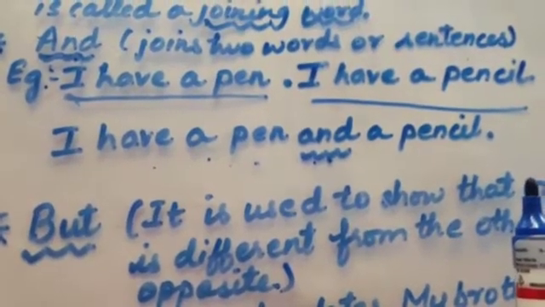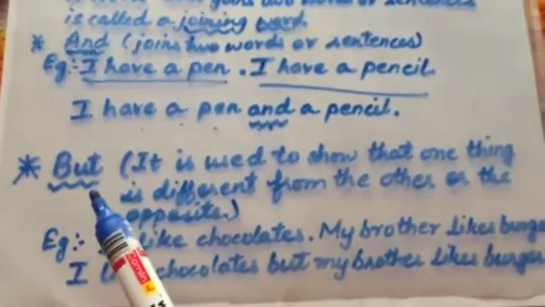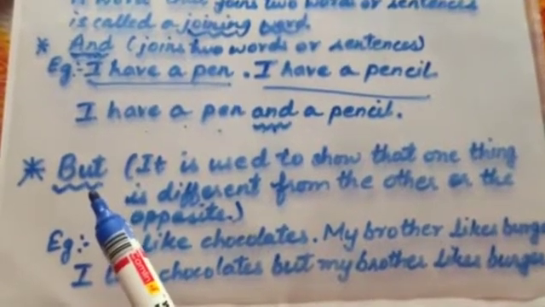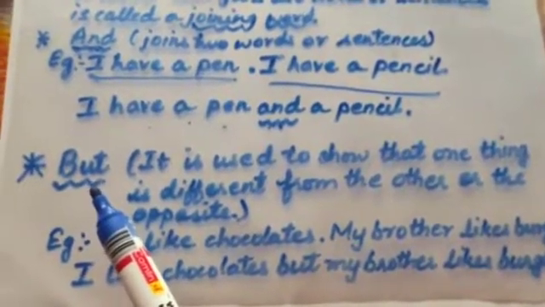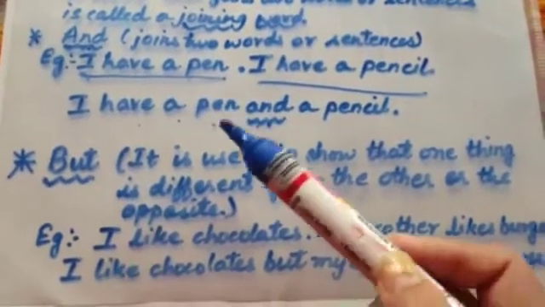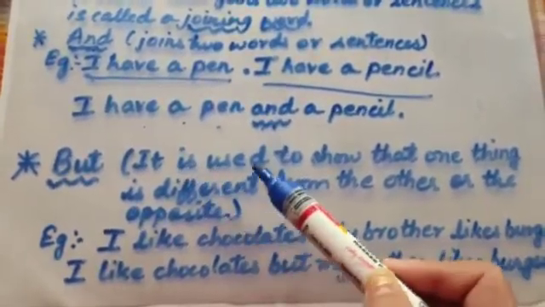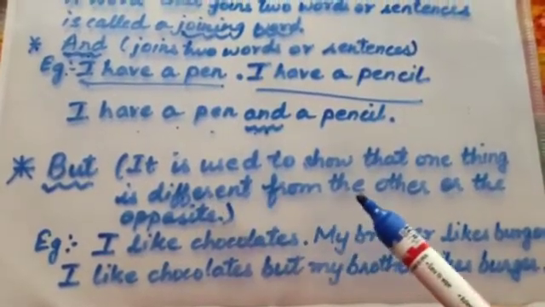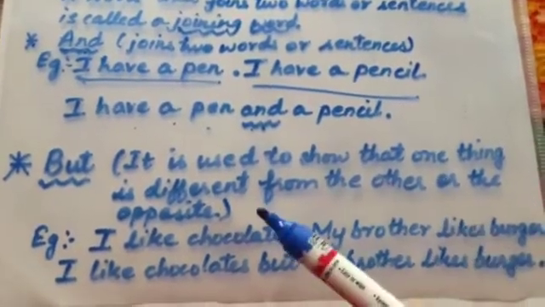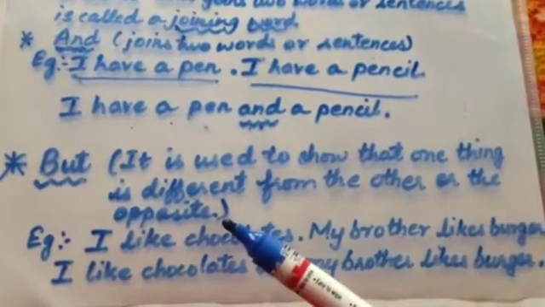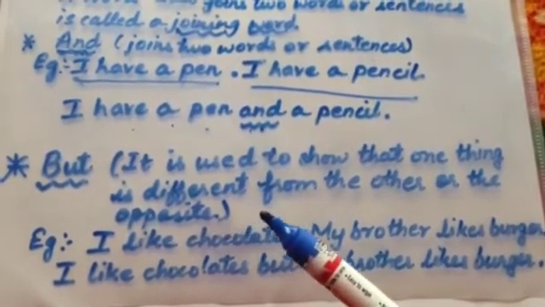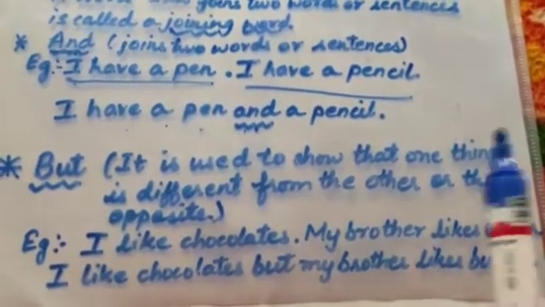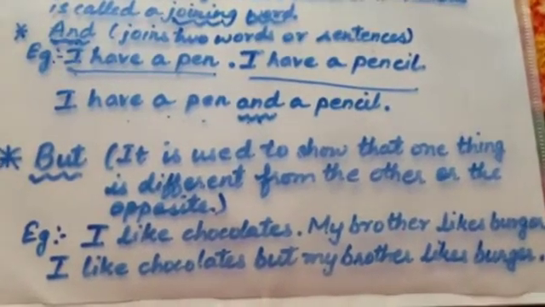Now your next joining word is but. We use but to show that one thing is different from the other, or that they are opposite. So when are we going to use the joining word but? When one thing is different from the other, or they are opposite.